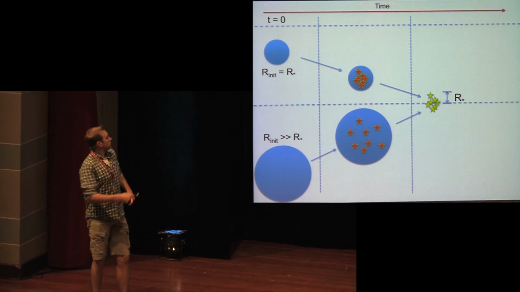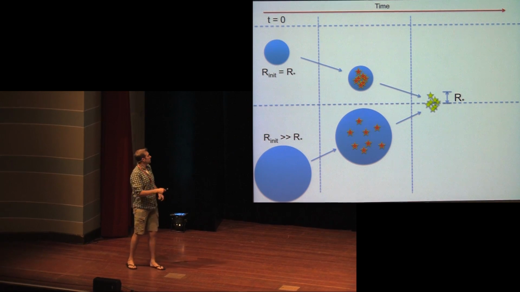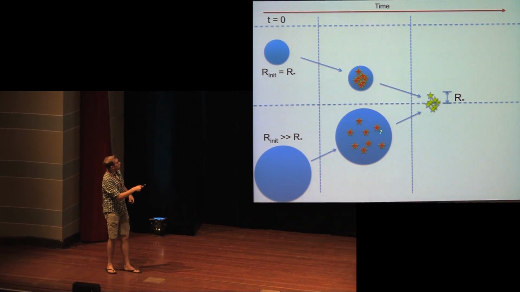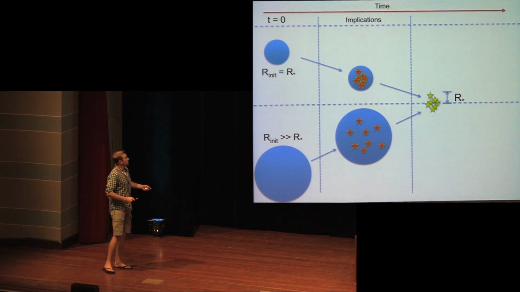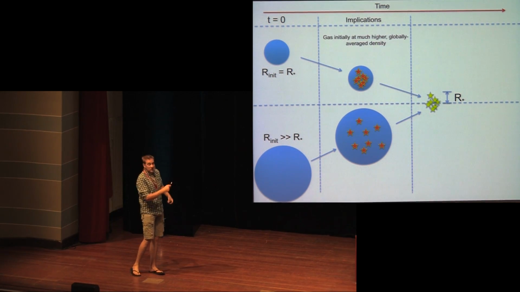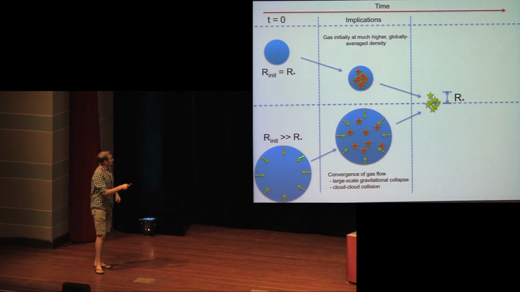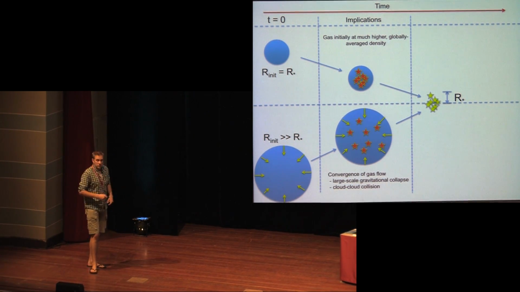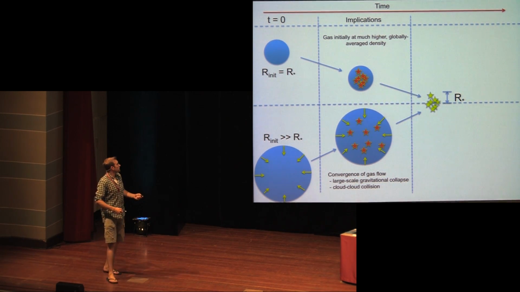Another potential situation is where the initial radius is significantly larger than the final radius, and somehow this proceeds to shrink to form a stellar cluster. So what are the implications of this? Well, obviously, this gas is initially at much higher density, but a crucial thing, you need to have convergence of the gas flow. And what mechanism that is, there are several potential mechanisms to do that.